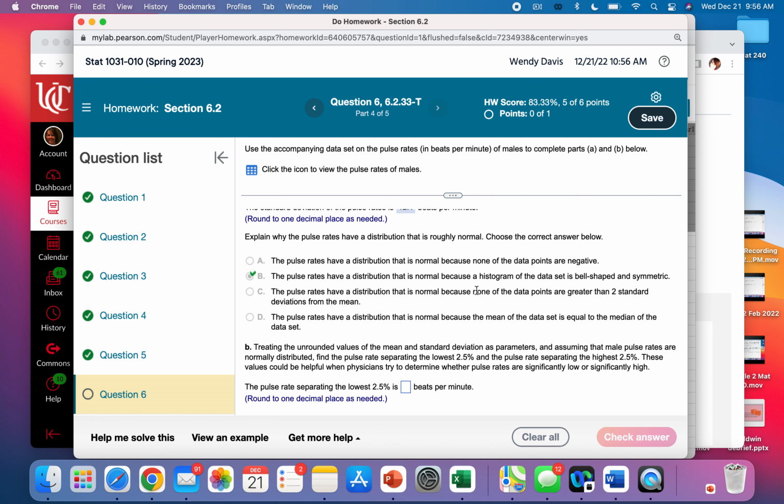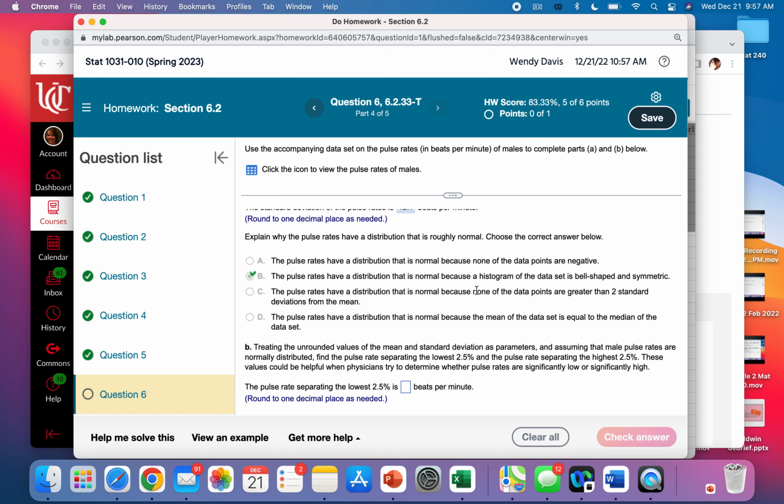Treating the unrounded variables, that means use all those decimals. Assume that pulse rates are normally distributed. Find the pulse rate separating the lowest 2.5% and the highest 2.5%. Now I'm going to do both of these at the same time.